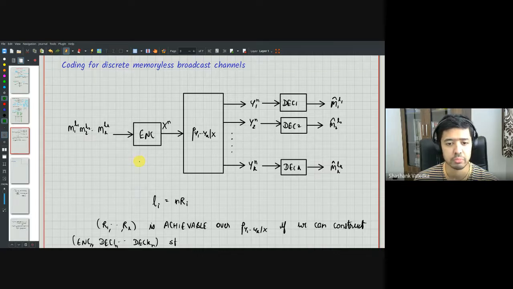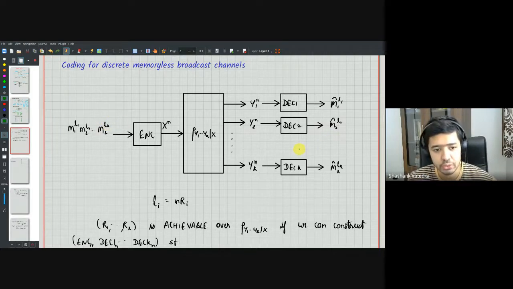So for example, in a typical cellular communication scenario, the base station has to send data to many users. Maybe user one is watching YouTube, so you need to send the YouTube video to user one. User two may be talking over the phone, so you have to send voice data to the second user. User 3 is maybe browsing some website, so you have to send that data to user 3 and so on.